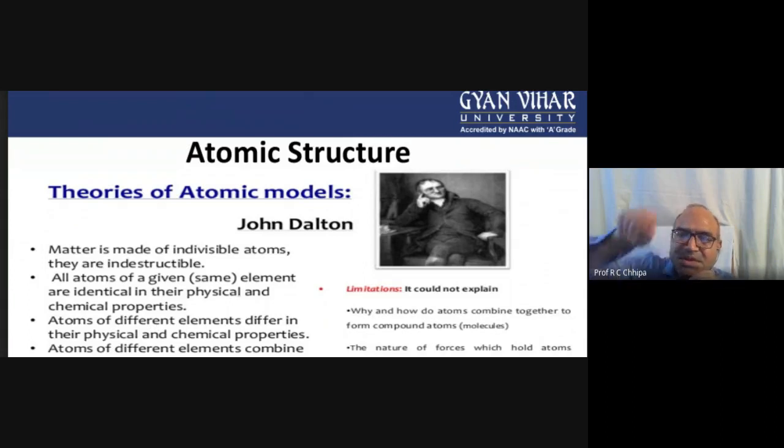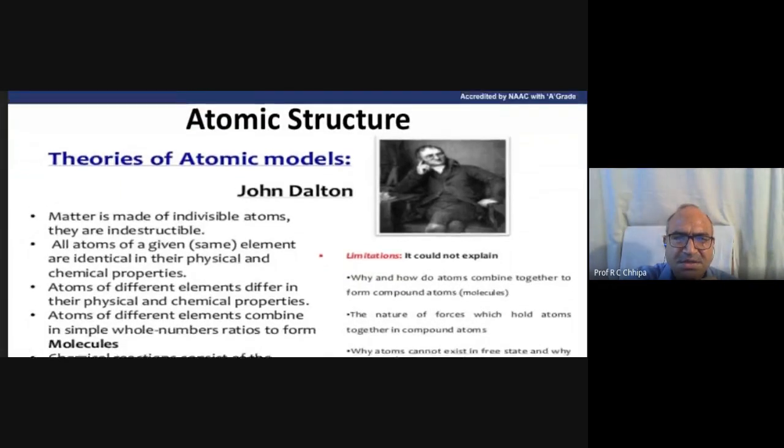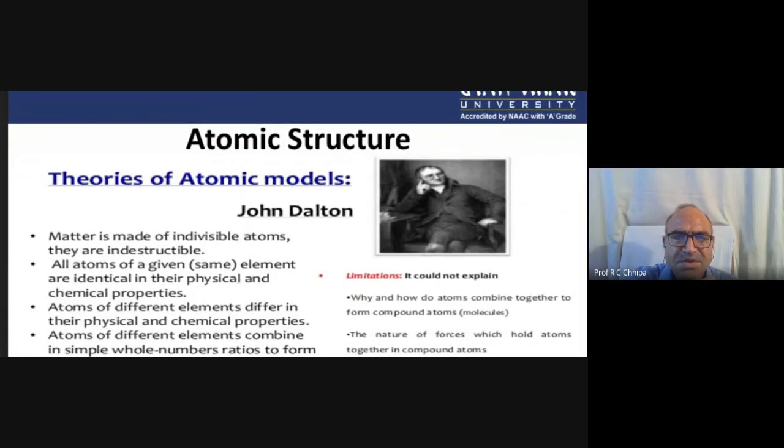What about the shape? If we have to give the model of an aircraft or the model of a ship, that is the model structure. So how can we get the model? The earlier theories of atomic models were given by J.J. Thomson. Before J.J. Thomson, John Dalton gave the development of the atomic model.